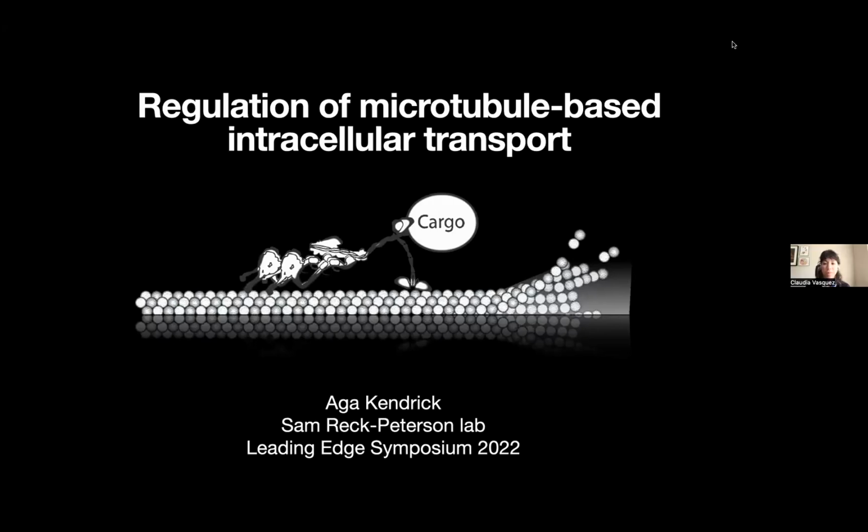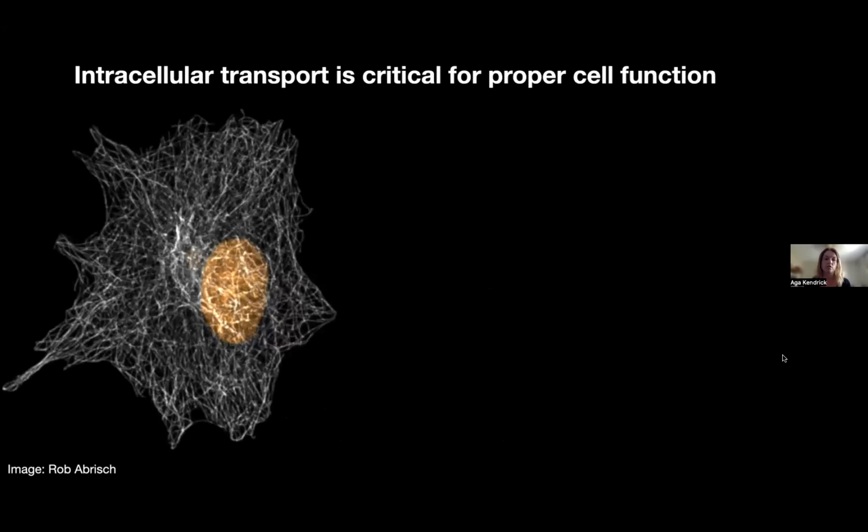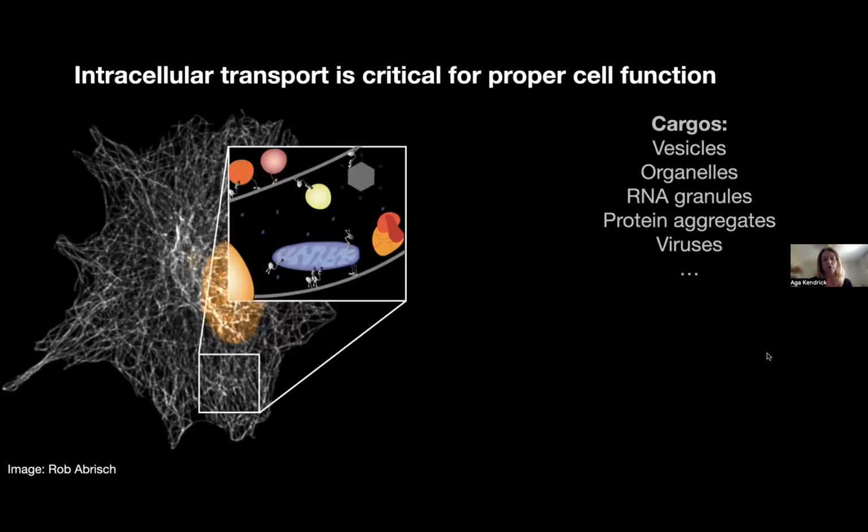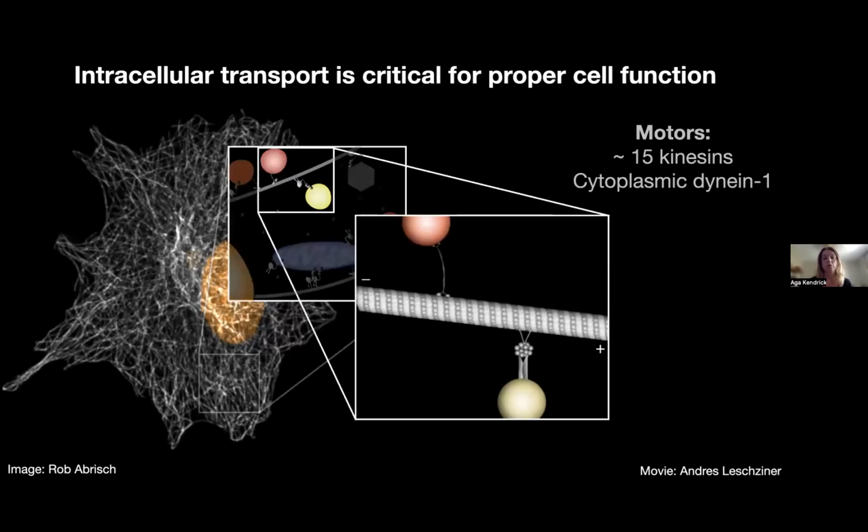Okay, great. So today I'll be talking to you about the regulation of microtubule-based intracellular transport and the work I have done to understand these processes. To function properly, all eukaryotic cells require the microtubule cytoskeleton on which numerous cargos or cellular components are transported. These cargos include vesicles, organelles, RNA granules, viruses, and so on, and are transported towards the microtubule plus end, which typically is near the cell periphery, by numerous kinesins, and towards the microtubule minus end, which usually is towards the cell center, by cytoplasmic dynein 1.